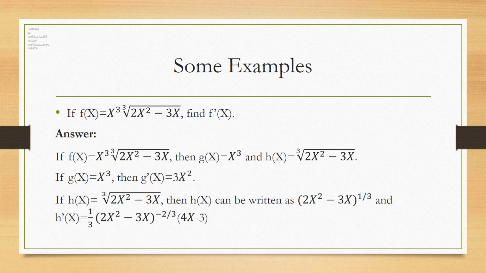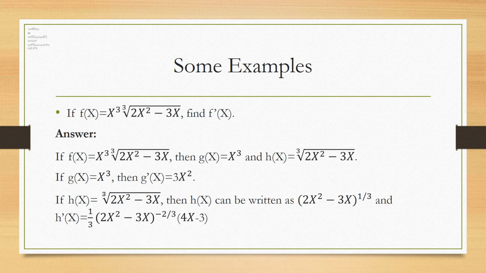Let's start with some examples to refresh our memories. If f of x equals x cubed times the cube root of 2x squared minus 3x, find f prime of x. So if f of x equals x cubed times the cube root of 2x squared minus 3x, then g of x is x cubed and h of x is the cube root of 2x squared minus 3x.